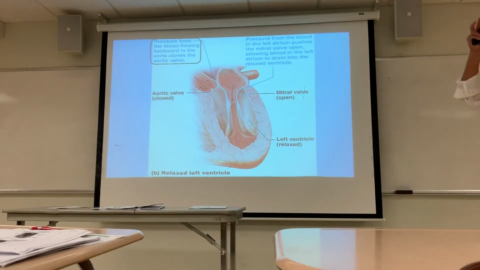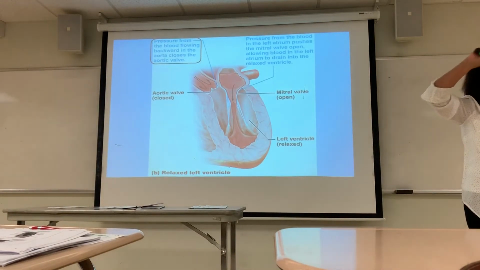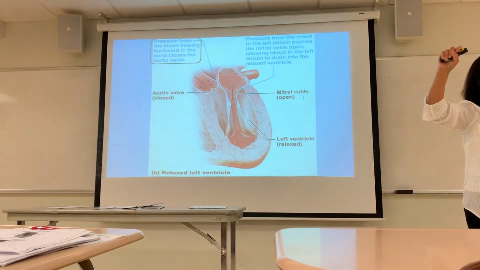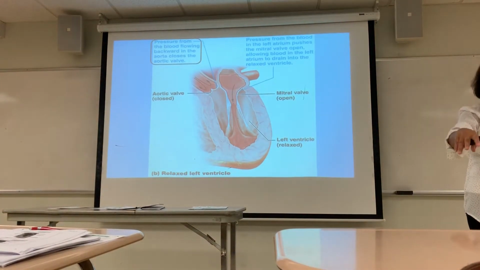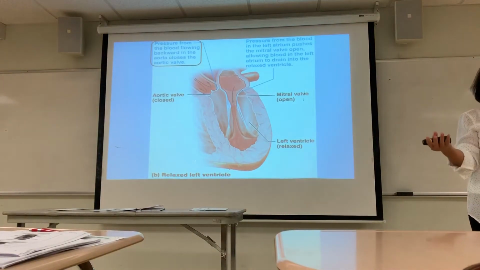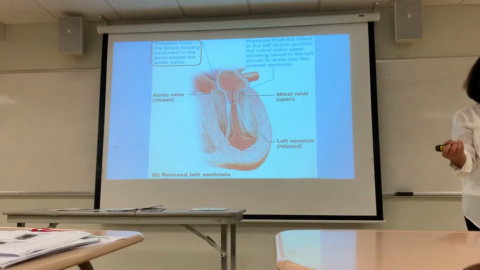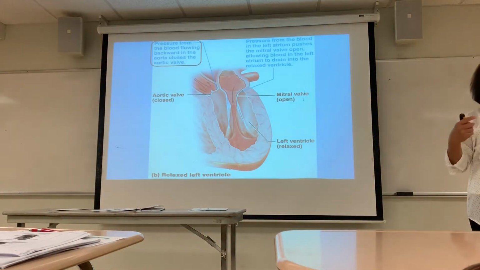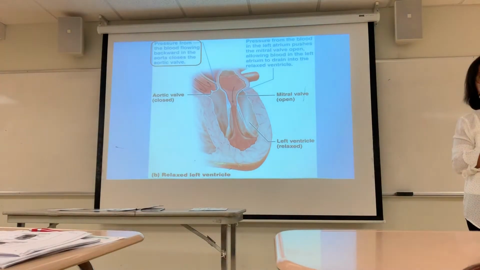Okay? So now you can imagine when the right and left atria contract, the blood goes into both ventricles. So when the right and the left ventricles contract, the blood in the right ventricle goes to the lungs, and the blood in the left ventricle goes to the aorta.